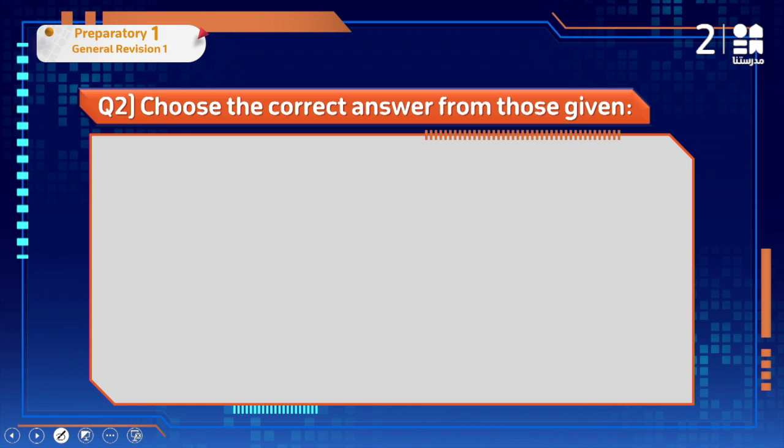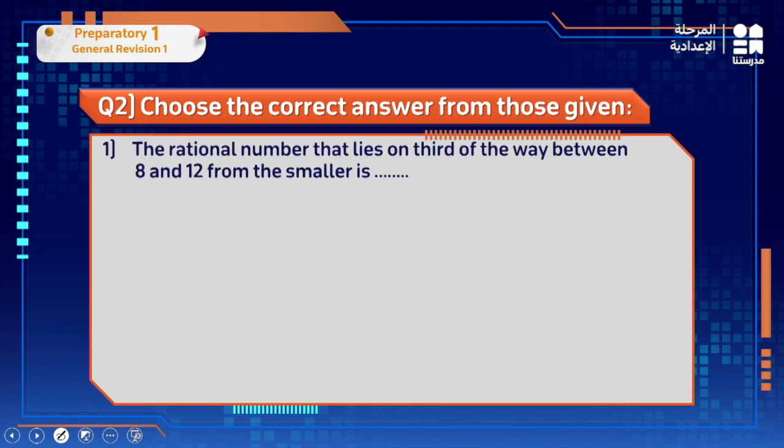Okay, then question 2. Choose the correct answer from those given. The rational number that lies one third of the way between 8 and 12 from the smaller is. Here we have a rule and we have to write it to apply it. So let's do it on the board.